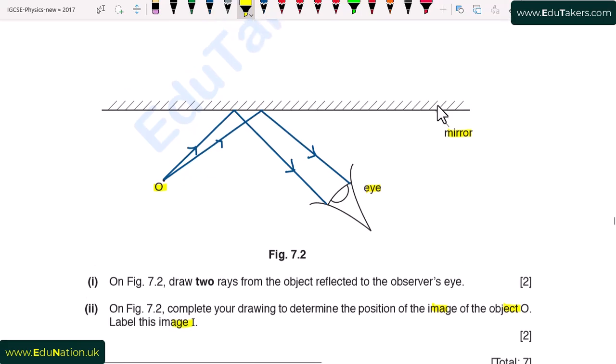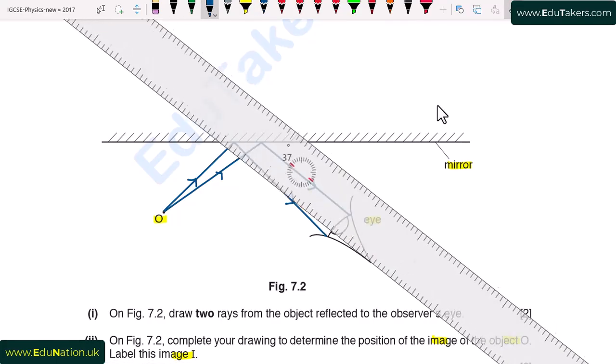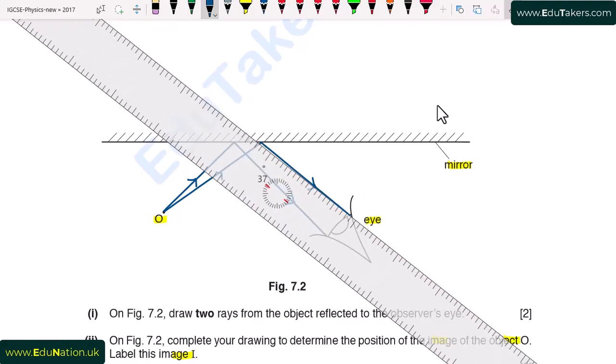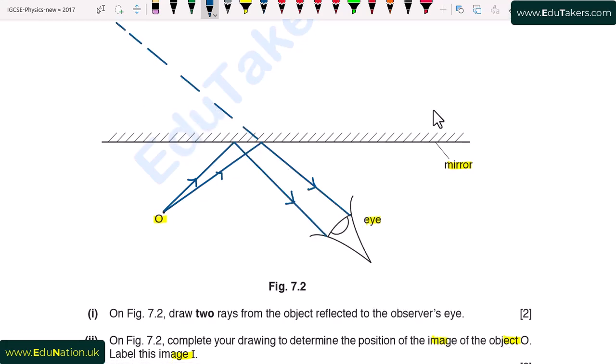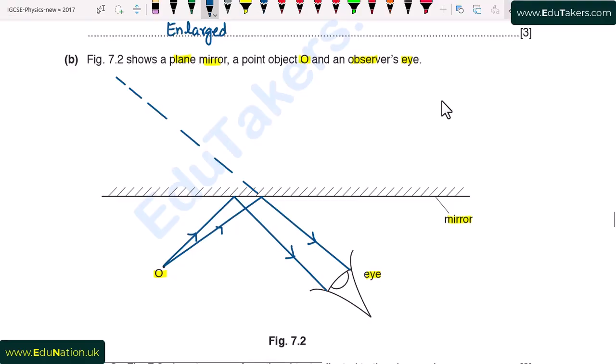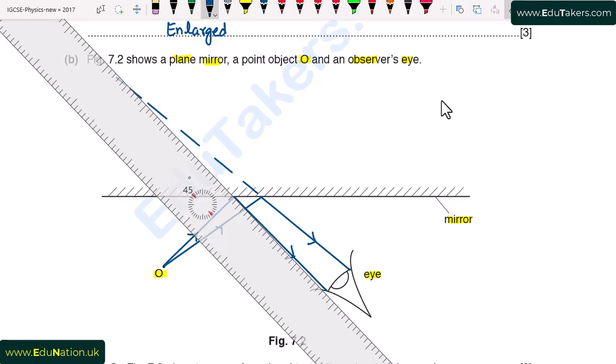First of all, we can see here that these rays do not meet at a single point. It means that we have to extend them in backward direction and then locate the image. Now I again use the ruler and draw these rays in backward direction. I also have to trace the path for the first ray. It will be like that.